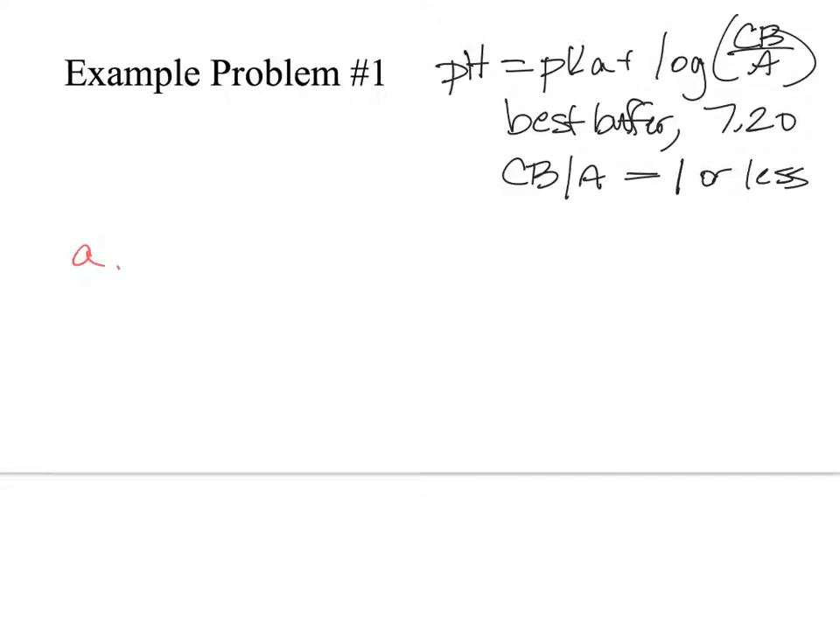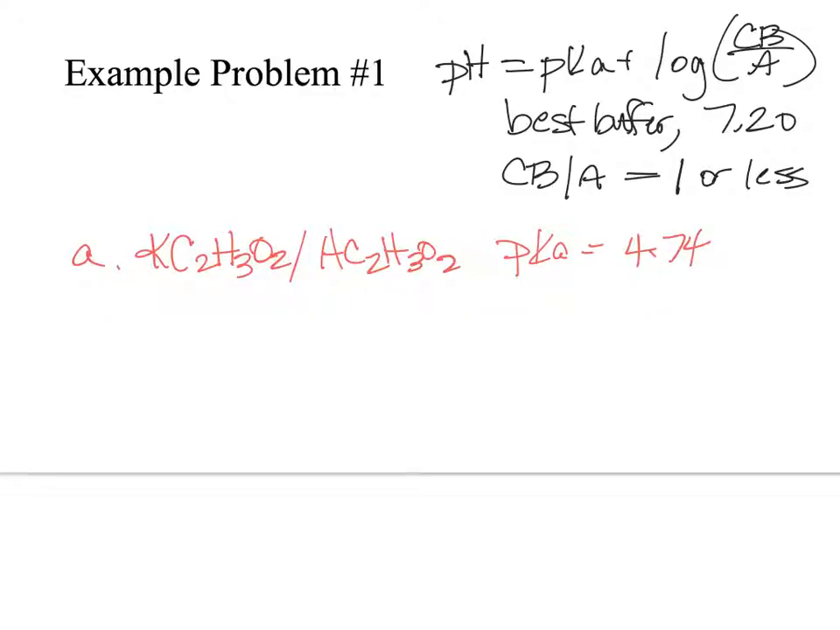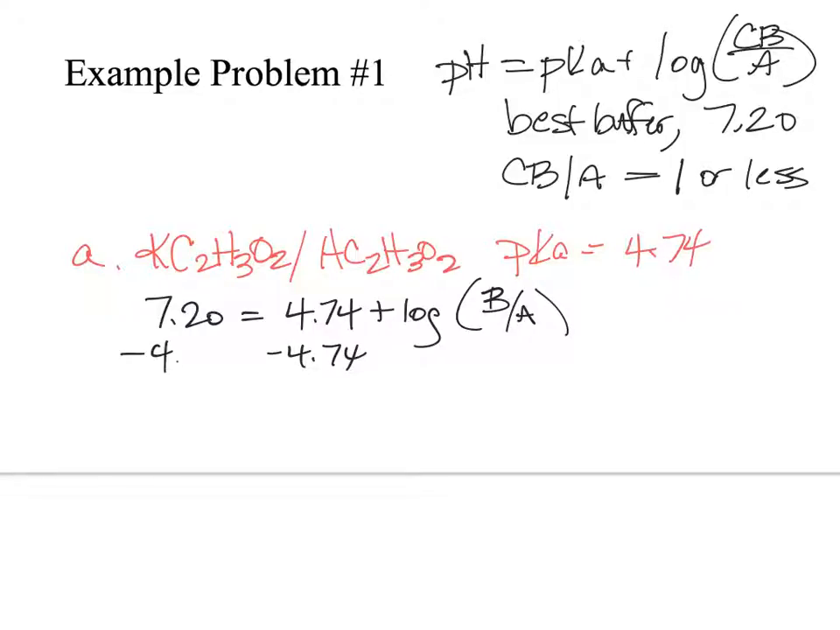All right, so we're going to plug and chug and solve for conjugate base to acid ratio. The first one, which was potassium acetate to acetic acid, C2H3O2. And I know that pKa for this one is equal to 4.74. Okay, so we're going to plug and chug. 7.20 is equal to 4.74 plus log, and I'm just going to abbreviate base to acid there, minus 4.74 from both sides. So when I subtract, I get 2.46 is equal to log of our ratio of base to acid.